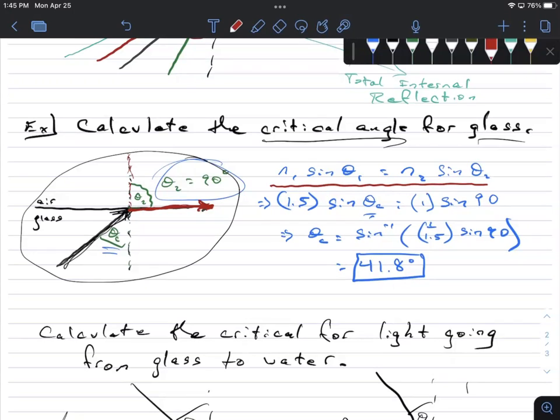If it's the other way, if it's the normal refraction, then you're given theta 1, you're told, oh, the light's coming in at 30 degrees, but you want theta 2. You're asked for the angle of refraction. Okay?